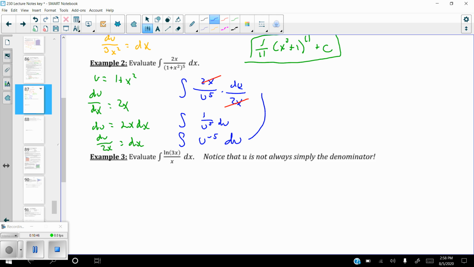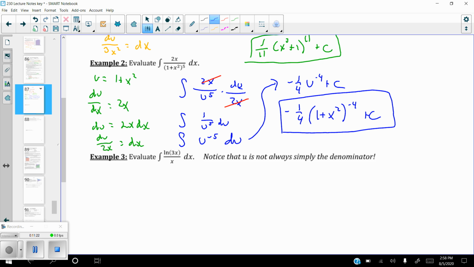So now we can bring this up here. The antiderivative of u to the negative 5, let's see, we add 1 to the exponent, so it's u to the negative 4. And then we divide by negative 4, which is the same thing as multiplying by negative 1/4, and then plus c. And then I'm going to go ahead and replace the u value with 1 plus x squared from the beginning. So negative 1/4, 1 plus x squared to the negative 4th power plus c.